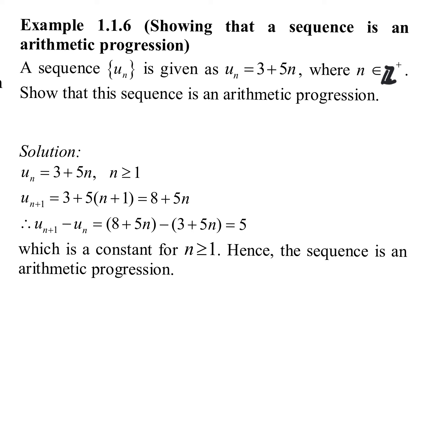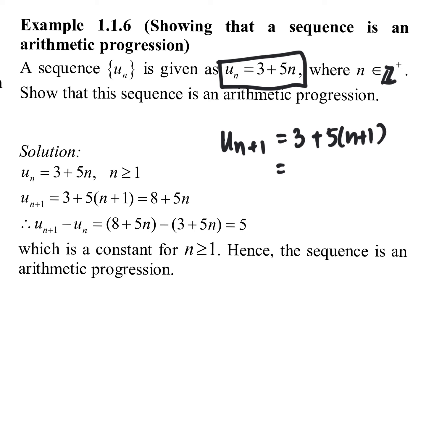So over here, we are given that u_n is 3 plus 5n. So this is the nth term. So we work out what is the u_(n+1) term. Okay, the u_(n+1) term is obtained by substituting n as n plus 1. And we'll end up with 8 plus 5n. So we have the u_(n+1) term and the u_n term. Now this crucial step here, we take the difference between u_(n+1) and u_n.